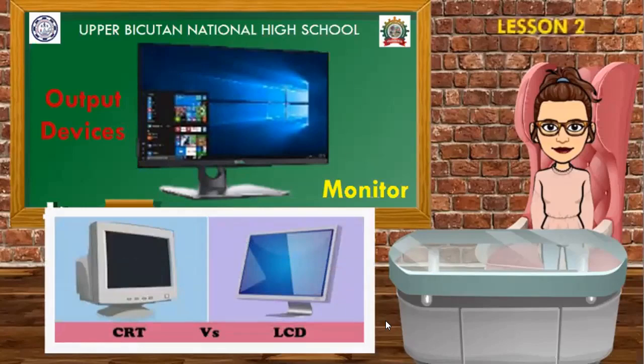There are two basic types of monitor. We have the cathode ray tube, or CRT, and the LCD, or liquid crystal display, monitor. Both types produce sharp images, but LCD monitors have the advantage of being much thinner and lighter. CRT monitors, however, are generally more affordable compared to LCD monitors.